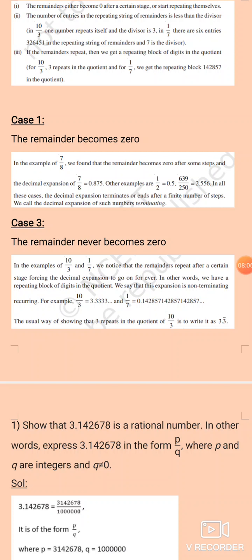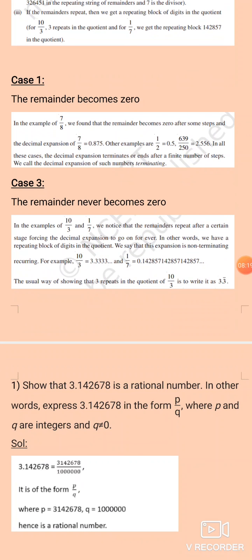31,42,678 divided by how many zeros there? 6 zeros are there. That is 10 lakh. Now it is in the form P by Q, so it is a rational number. Okay, now this one is simple. Now the next type of questions are very, very important.